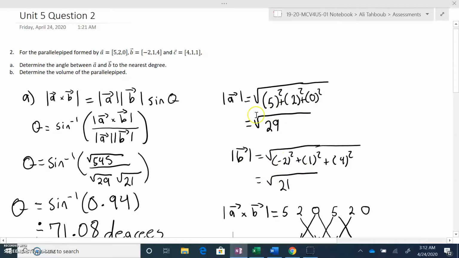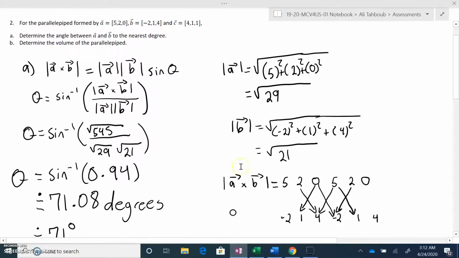So as we can see here, we took both of these values and then we subbed them back into this equation that we first derived. So right now we have the denominator as being the square root of 29 and the square root of 21, from the magnitudes of A and B.